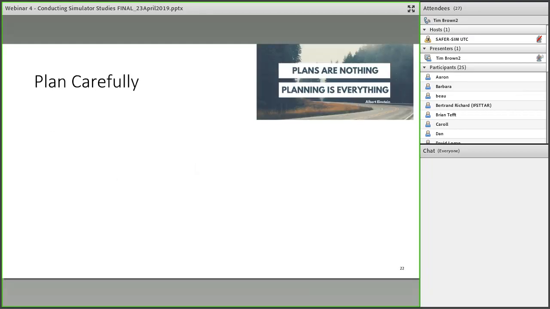So we're going to come back to planning. Plans aren't everything. Plans are nothing. Planning is everything. We want plans, but what's most important about it is the planning process to make sure we've thought things through. Even if the plan doesn't work out perfectly, we're aware of what the risks are, what the challenges are, and we can move through.